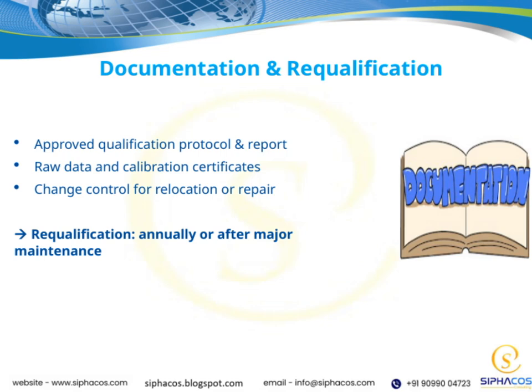Now, let's talk about documentation and requalification. First, it's essential to have an approved qualification protocol and report. These documents serve as the official record of the qualification process, demonstrating that the equipment or system meets all necessary standards. Alongside that, we need to keep raw data and calibration certificates. These are critical for verifying the accuracy and consistency of our measurements over time. Additionally, any changes, such as relocating or repairing equipment, must go through a formal change control process.